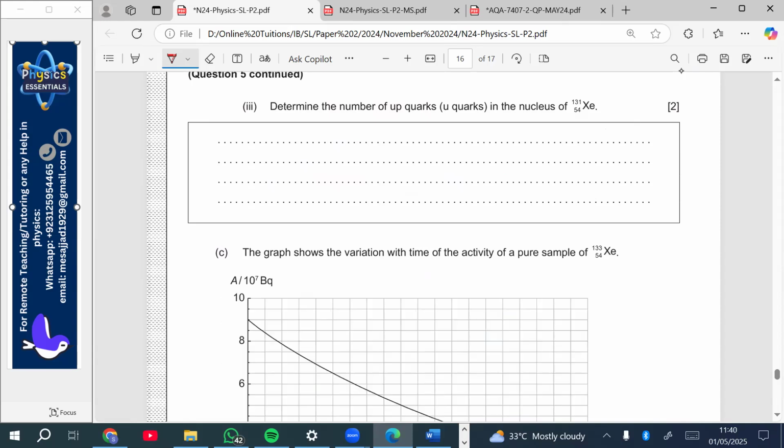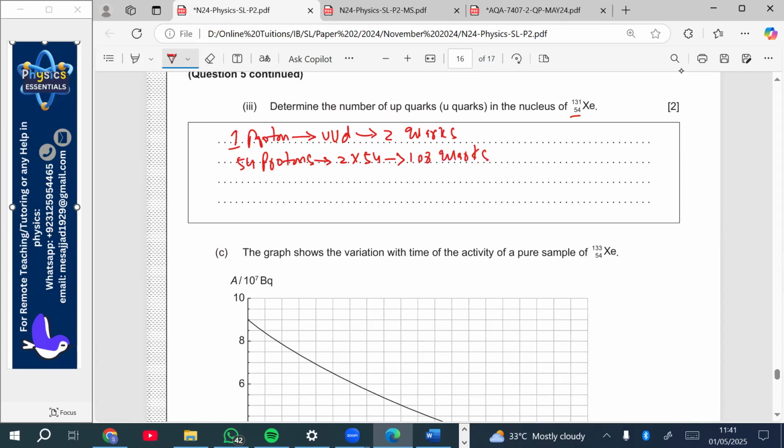Determine the number of up quarks in a nucleus of 131 xenon. So how many protons are there? One proton has how many quarks? One proton has this much structure. So you say two quarks. And how many protons are there in xenon? 54 protons. So 54 protons means 2 into 54 equals 108 quarks.